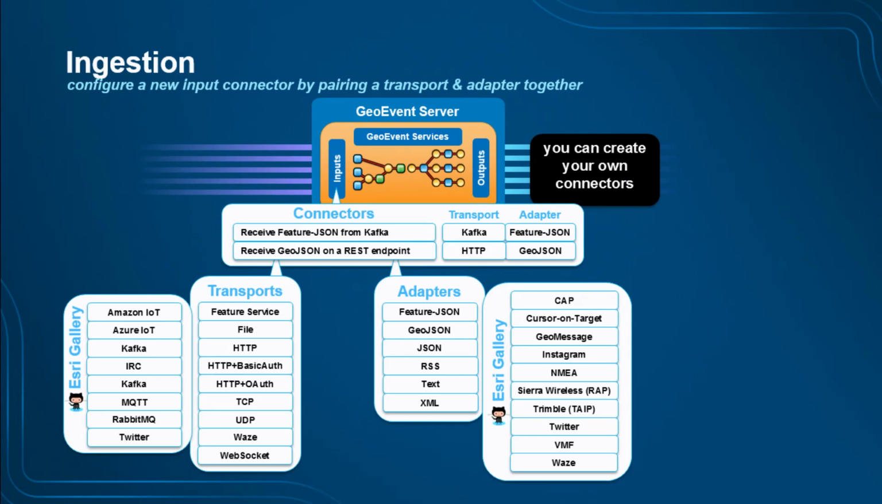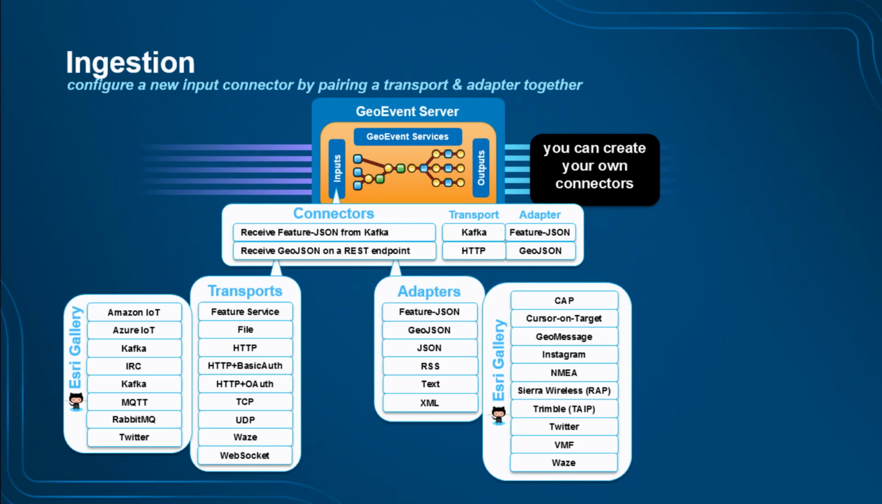Connectors in GeoEvent Server have two basic parts. They're made up of what we call transports and adapters. Transports are the mechanism for sending or receiving data over a specified communication channel. So that's things like HTTP, TCP, UDP, WebSockets, feature services. Even files are considered a kind of transport in this parlance. Adapters interpret data formats. So we have basic ones for the most common formats, as we mentioned before. And our default connectors in GeoEvent are basically made up of combinations of these transports and these adapters.